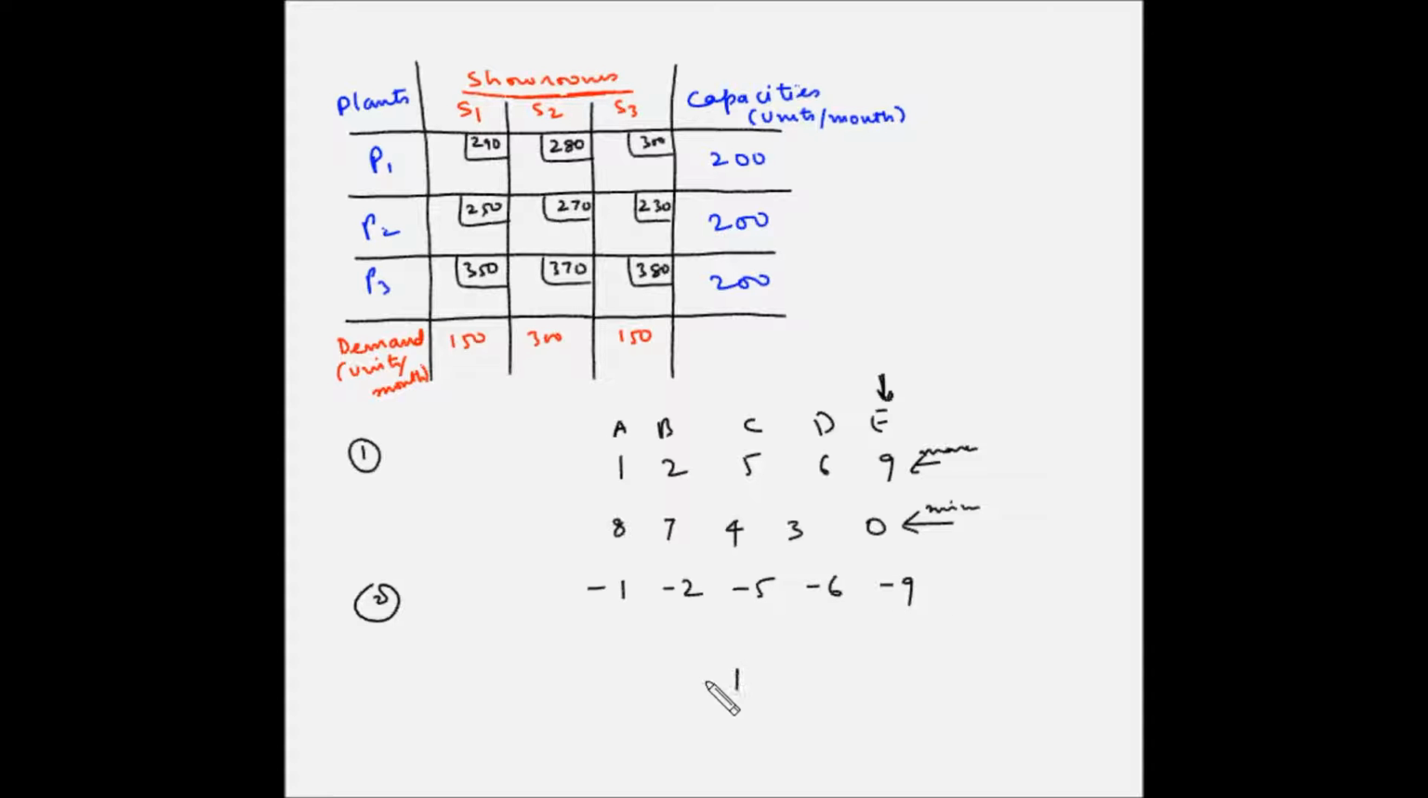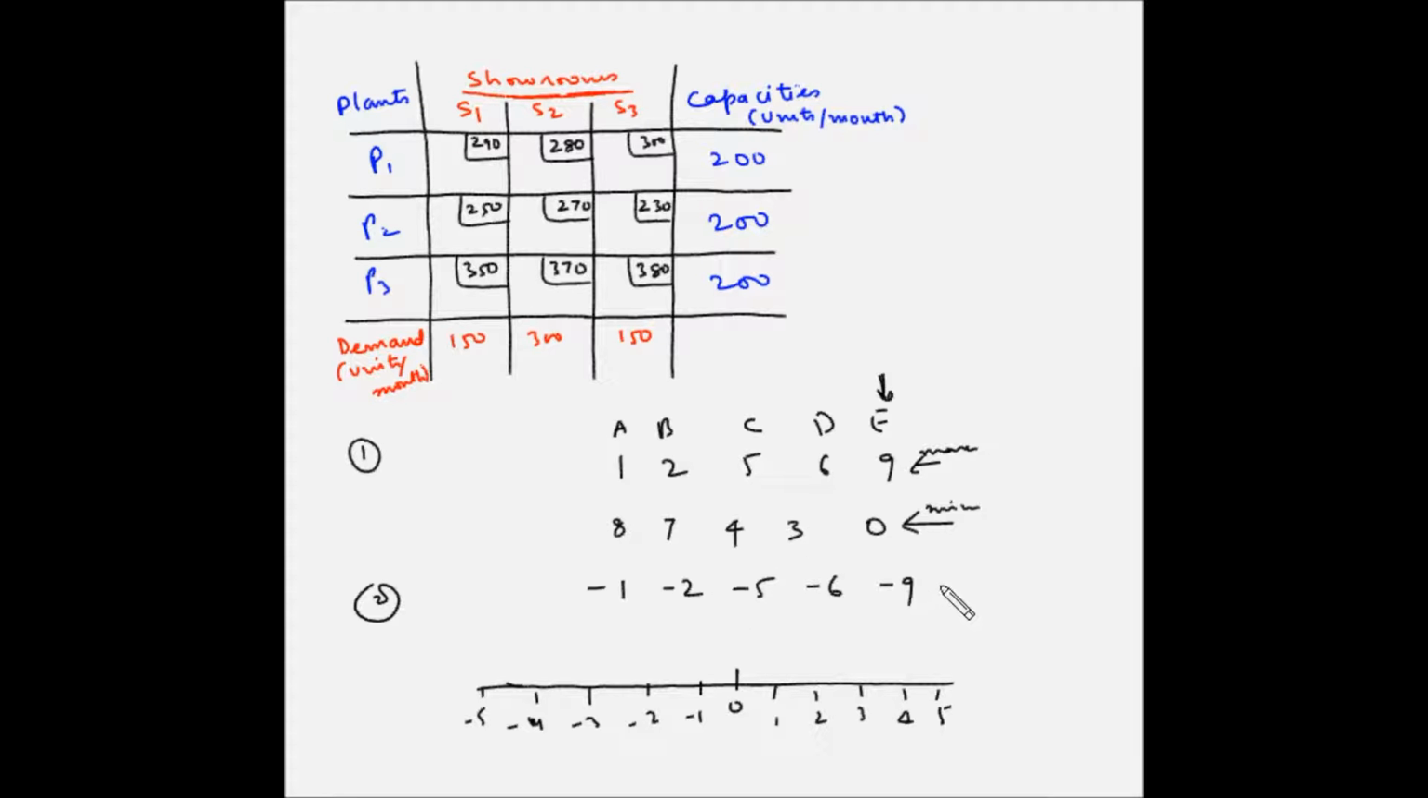Now we know that if this is our axis, this is 0, 1, 2, 3, 4, 5, and minus 1, minus 2, minus 3, minus 4, and minus 5. So on the positive side, as the numbers increase, their value increases. And on the negative side, as the negative number increases, the value decreases. So minus 5 is smaller than minus 3. Similarly, minus 4 is smaller than minus 3.